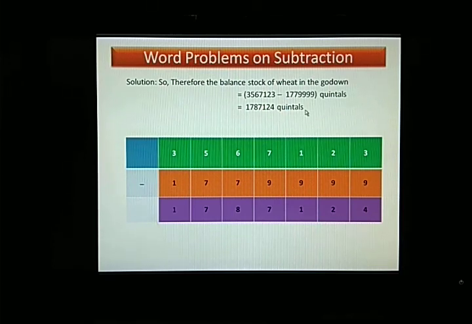So you can go and practice these examples again and see for yourself if you get these answers. Try by yourself to solve this problem.